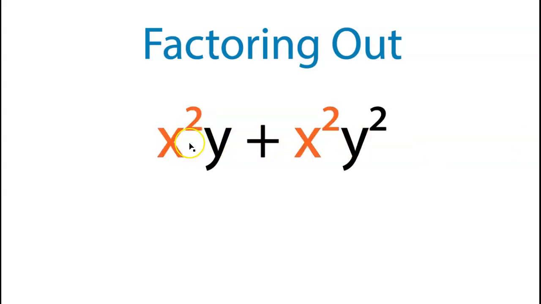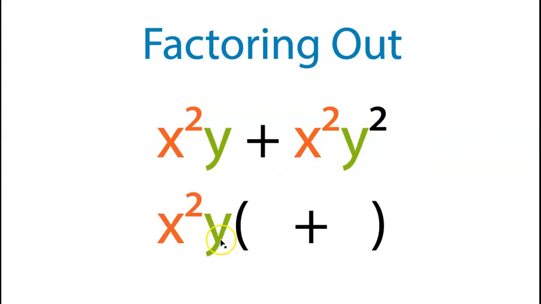What is common? Well, we do have the x squared, right? The whole x squared, not just one x, but two x's. We have whole x squared here, x squared here. What about those y's? We only have 1 here, 2 here. So there we go. I'm just going to highlight that in a different color to make it a little more visible. And this is what we are going to take out. So we put that on the outside.